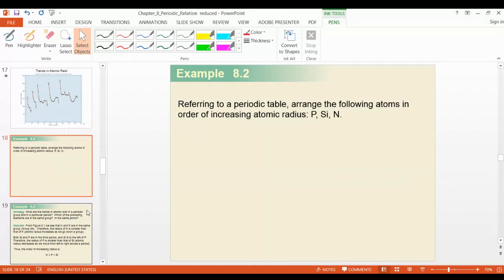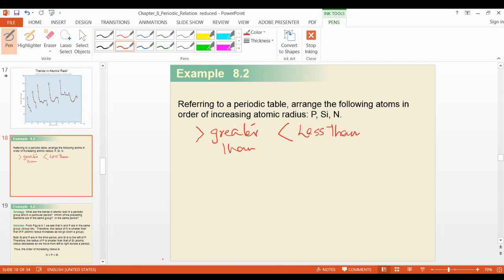Now, referring to the periodic table, arrange the following atoms in order of increasing atomic radius. So please, you have to use only the symbols here. This symbol indicates greater than, and this symbol indicates less than. So you have to arrange phosphorus, silicon, and nitrogen. How do you arrange? Open the periodic table, please, and follow the rule. The atomic radius decreases from left to right, and increases from top to bottom.